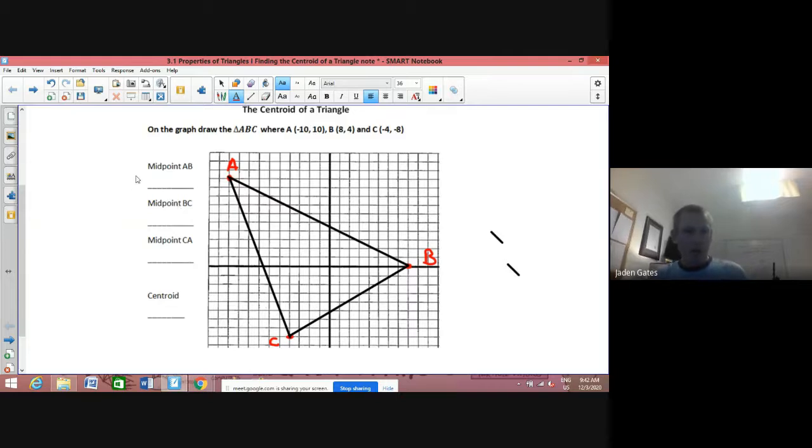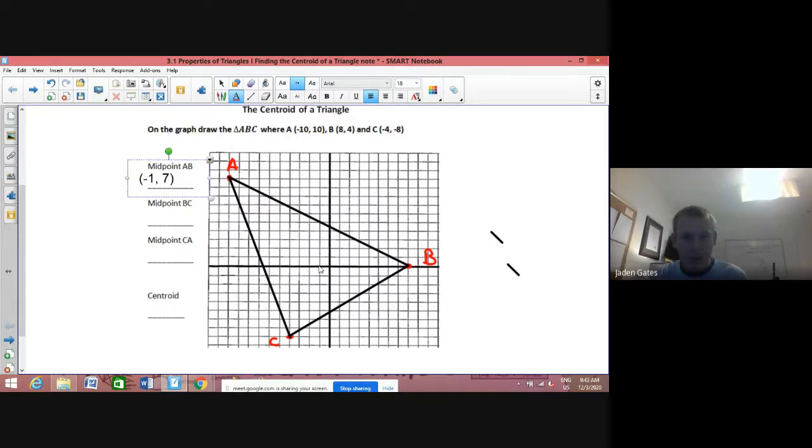All right, so the midpoint of A and B. Again, I have got to add the x-coordinates up and then divide by 2. My A and B, so I take negative 10 plus 8. That's negative 2. And then divide it by 2. So that's going to be a negative 1 for my x-coordinate. Again, doing the y-coordinate, I have 10 plus 4, which is 14. Divide by 2. That's 7. So that is the midpoint between my A and B.